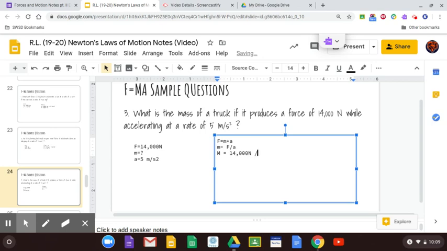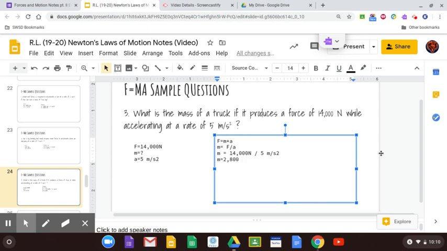Newtons. And we're going to divide that by the acceleration, which is right here. And our acceleration is 5 meters per second squared. Okay, there we go. And I do the division, and again, you can do the long division if you so choose. You can do it on a calculator, that's fine. 14,000 divided by 5 is going to be, oops, sorry, this should have been a lowercase m. M equals 2,800, and then again the unit.